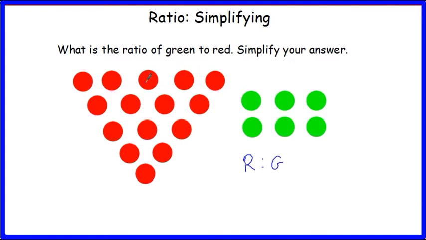So here I have 1, 2, 3, 4, 5. I have 15 to 6. Now, what number goes into both of these? 3 goes in here 5 times, and 3 goes in there twice. And that can't be brought any smaller, so that would be my answer.